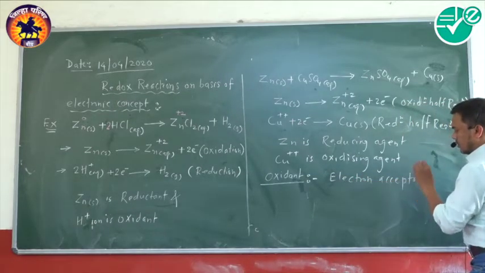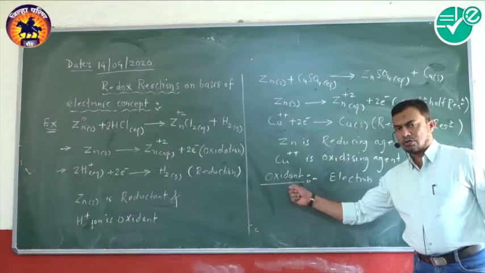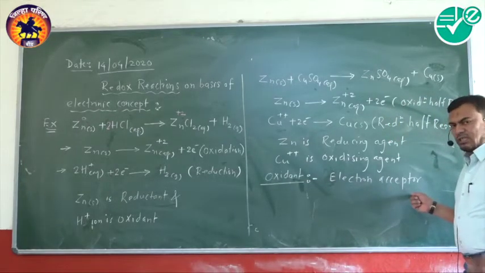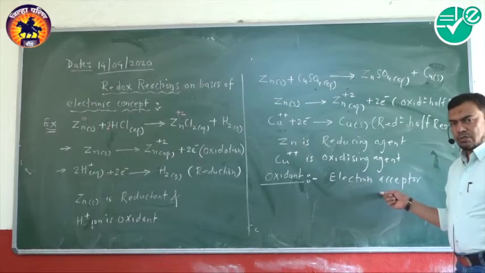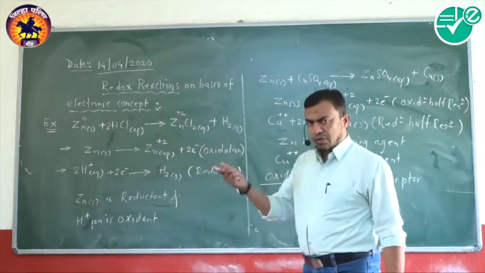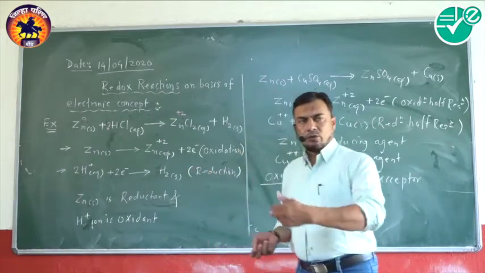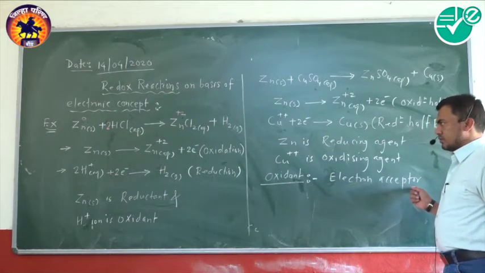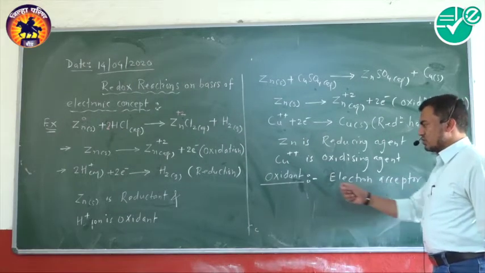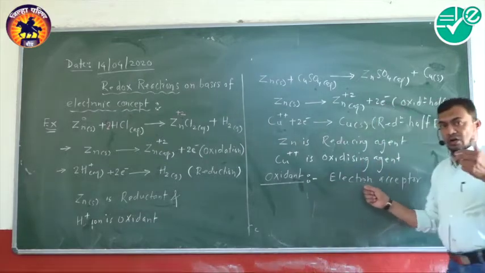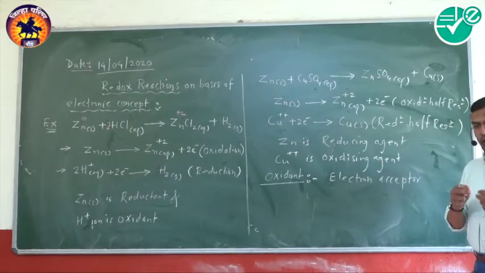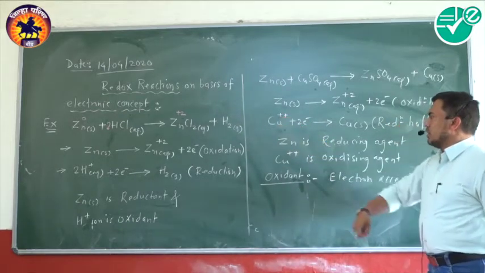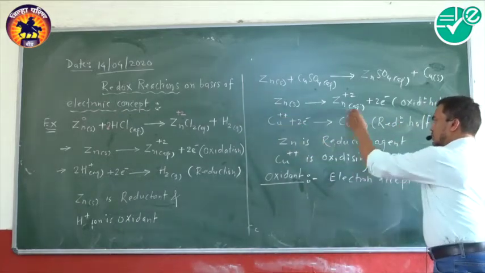Remember, oxidizing agents or oxidants are electron acceptors. Here, the species changes its oxidation number from higher to lower, so it accepts the electrons, so that is the oxidizing agent. Like in this case, copper +2 is changed to copper 0.